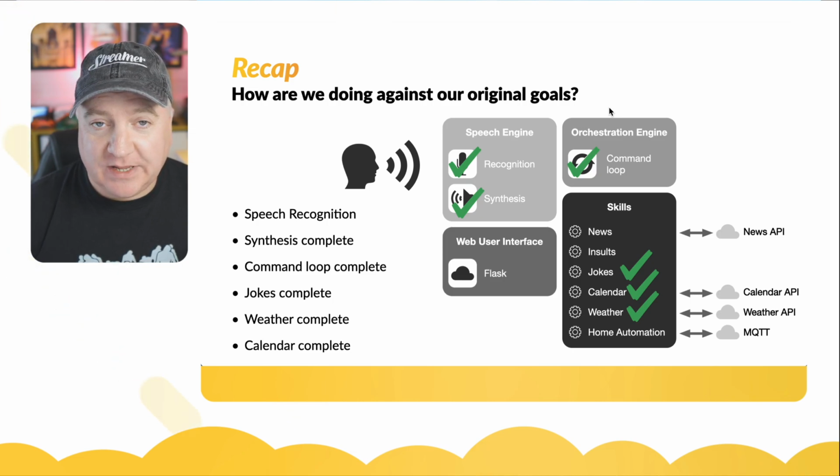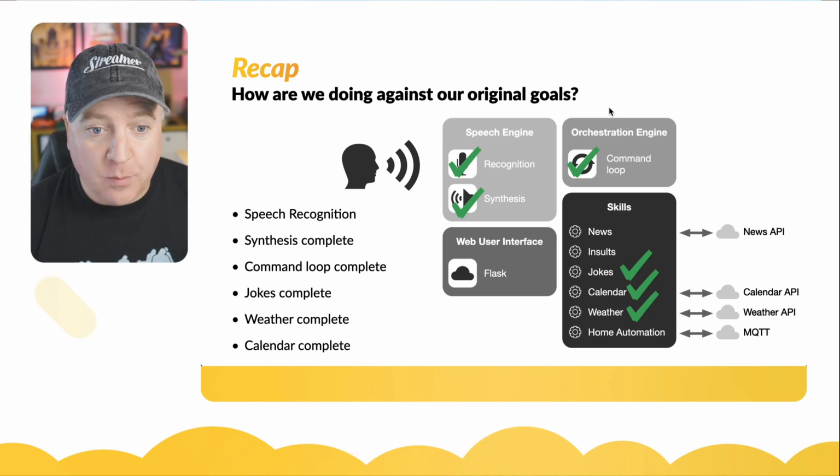There's a couple of extra things that we need to do next as well, like the MQTT home automation skill and perhaps a news skill as well. And then finally we need to add a user interface skill so that we can actually interact with this behind the scenes through a web interface.